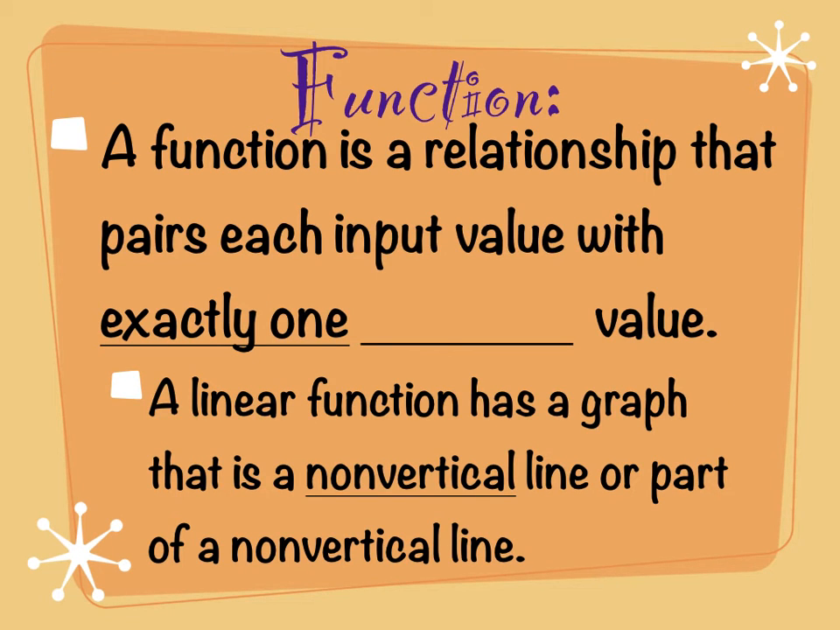A function. A function is a relationship that pairs each input value, or x value, with exactly one output value. So for every x value, it can only have one y value. A linear function has a graph that is a non-vertical line or part of a non-vertical line. If it's a vertical line, it is actually not a function.